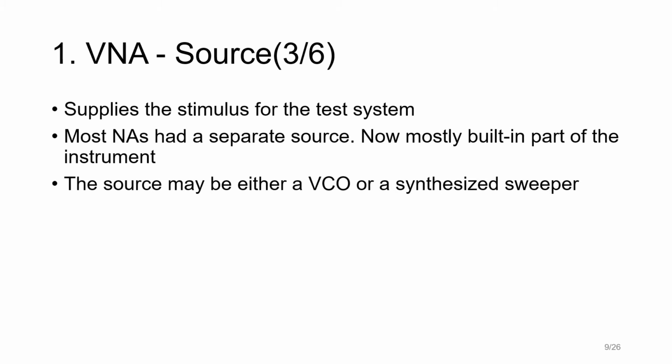So the first stage was the source, and the signal source provides the stimulus to the test system. Traditionally, the network analyzers used to come with a separate unit to provide the source. However, modern VNAs have the source integrated into the VNA. So the source is usually a voltage controlled oscillator, a VCO, or else a synthesized sweeper.